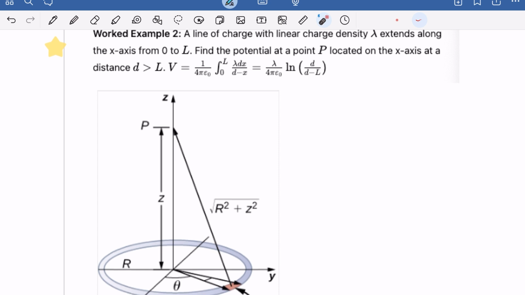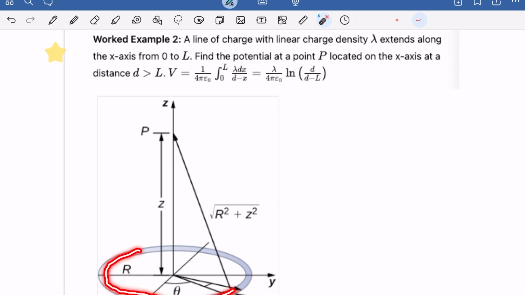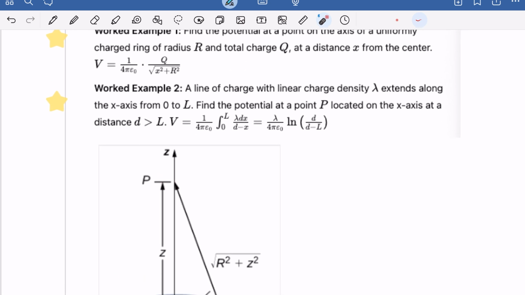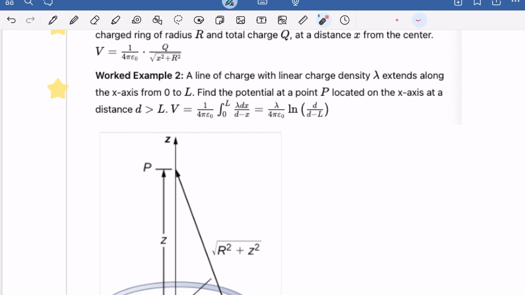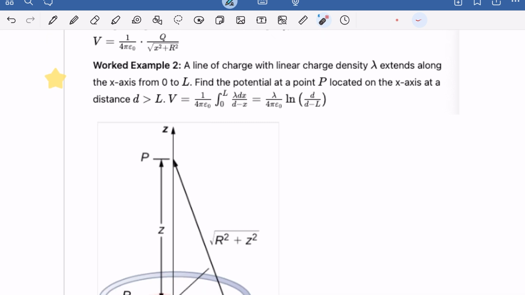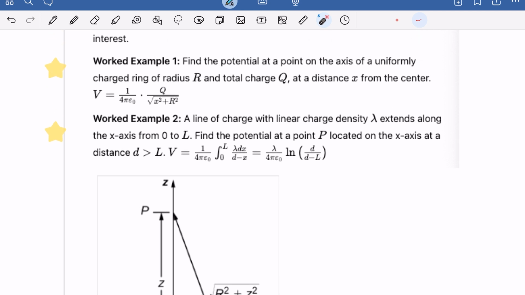So the diagram is given. So you have charges all over this ring, and you want to find out the potential at a certain point P, which is, well, in the formula, it's given by X, in the diagram, it's Z. I hope you forgive me for that. Okay, so R is the radius of the ring, Z or X is the distance of the point from the center, Q is the charge on it. Okay, so you got three quantities, and that's the formula you would use. I've not given any numbers. If it were given, you just substitute and work it out.